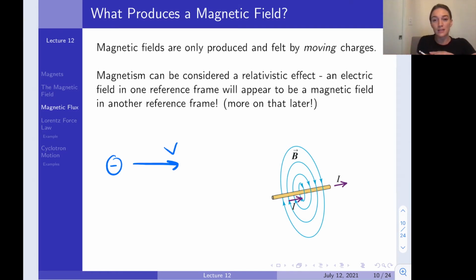So if you're sitting still and you're just viewing stationary static charges, you'll see an electric field and you'll see only electric forces. But if you start moving, it will look like those charges are moving to you, and now it will look like a magnetic field and magnetic forces. So again, we're going to talk more about that later in our next lectures and see how that's possible. But remember, the electric and magnetic field are not really two different things. They're sort of just two sides of the same coin, depending on how you look at it.